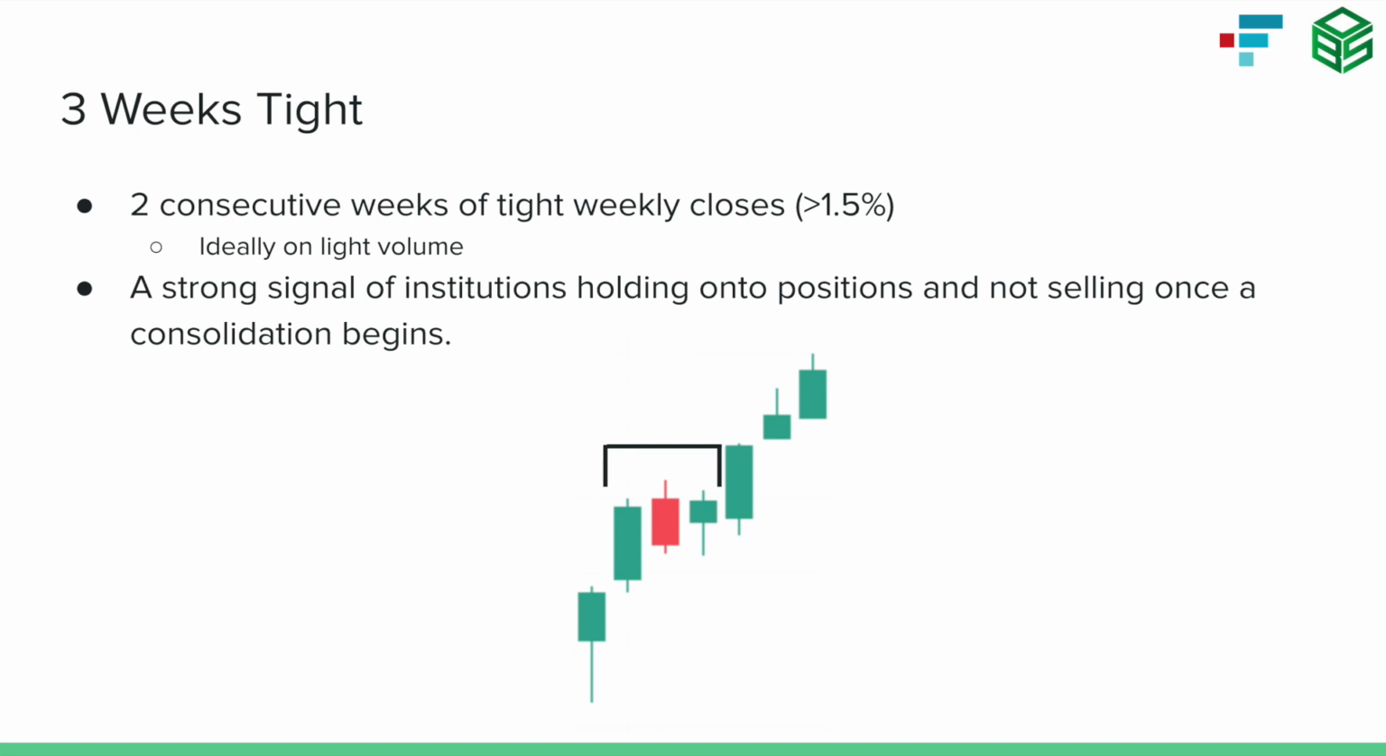We use 3 weeks tight to look at institutional behavior. When you see 3 weeks of tight closing prices on light volume, that could be a strong signal that institutions are holding on to positions and they're not dumping their position once a consolidation begins. So really, 3 weeks tight is a sign of institutional conviction.